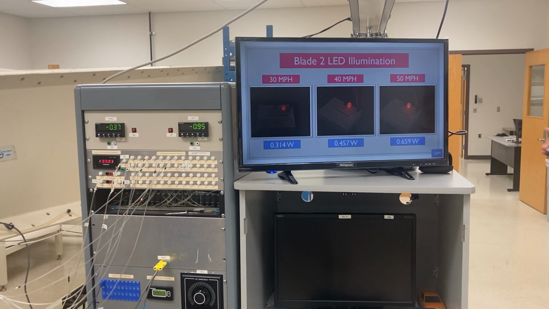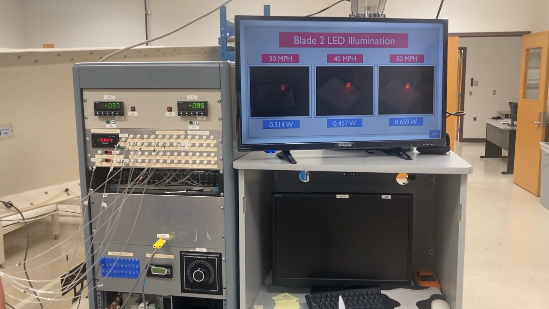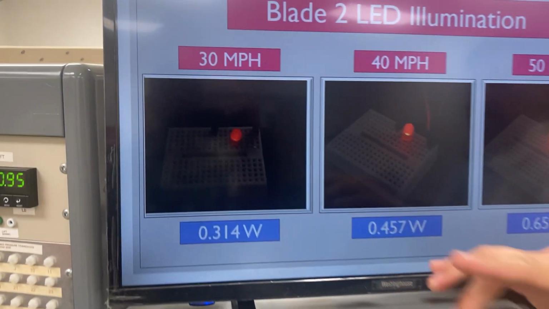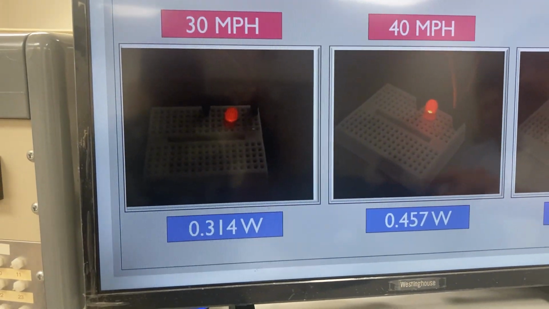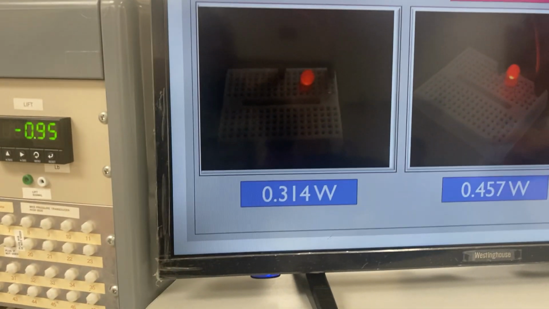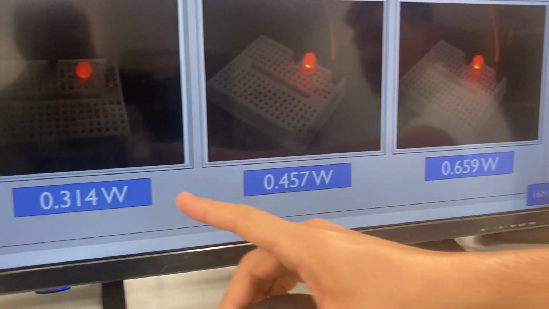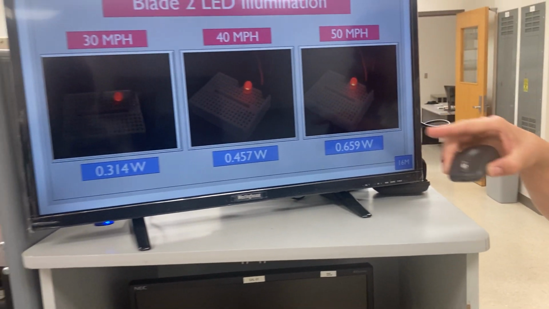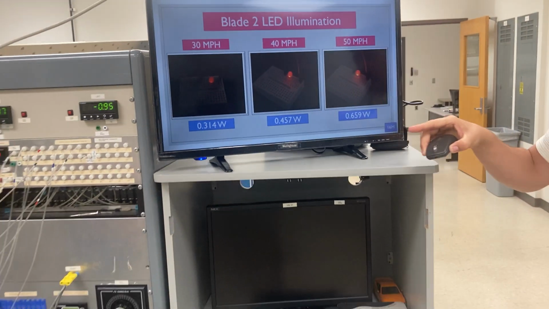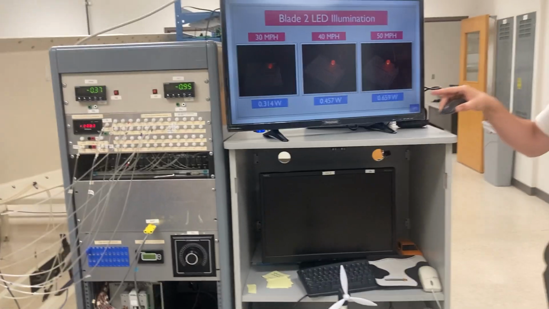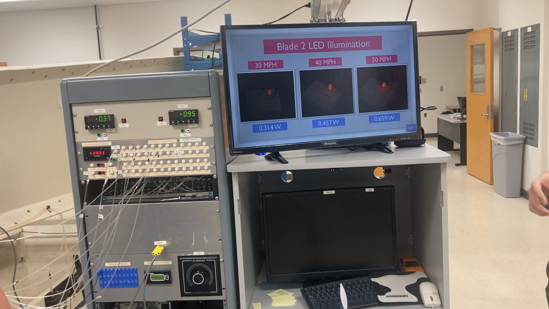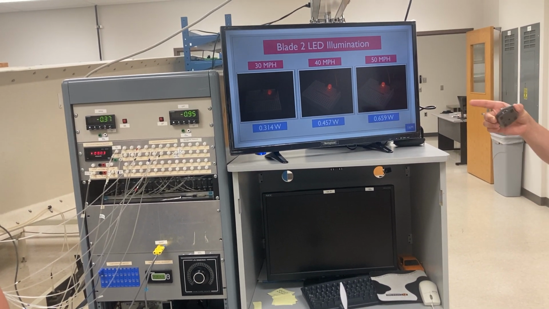Here, you can see our blade 2, which was our highest performing blade, and we recorded the illumination and power at 5 different miles per hour. However, these were our 3 most illuminated. You can see here at 30 miles per hour, it's just slightly illuminated at 0.3 watts. At 40 miles per hour, much more illuminated at 0.45, and our maximum wattage we achieved, which was almost 0.7 for blade 2 at 50 miles per hour. You can really see it illuminate here.